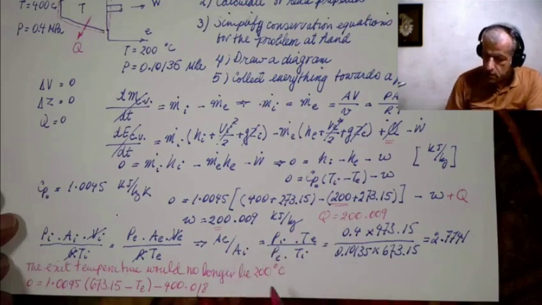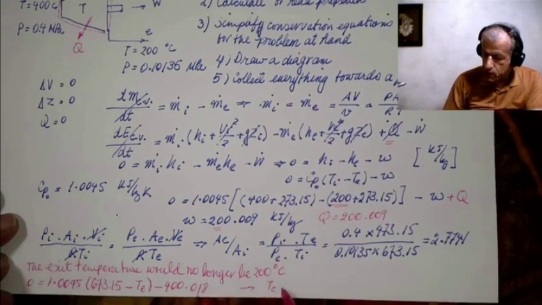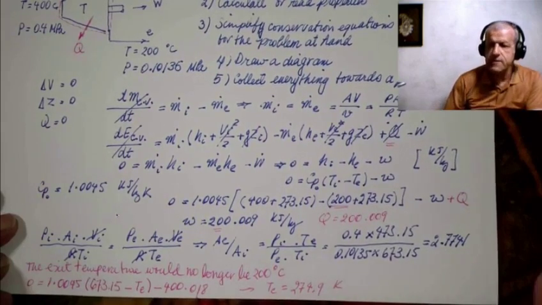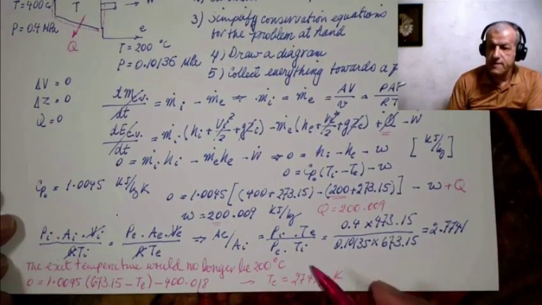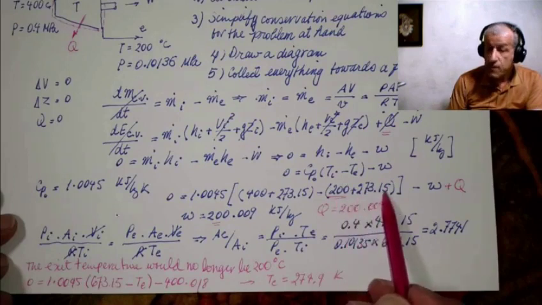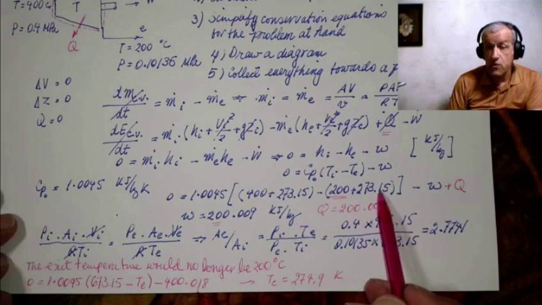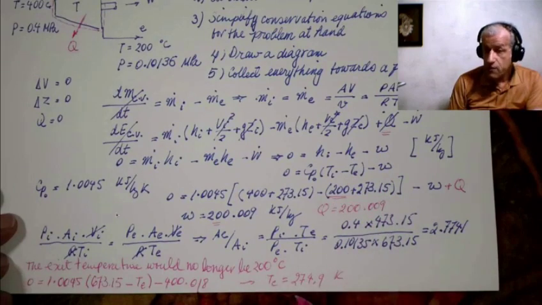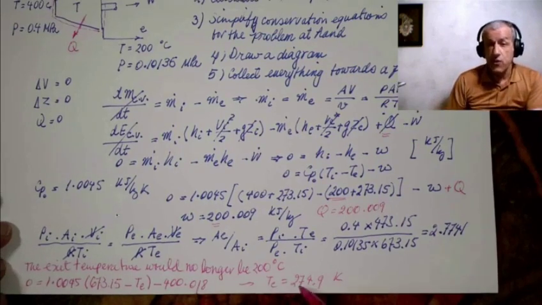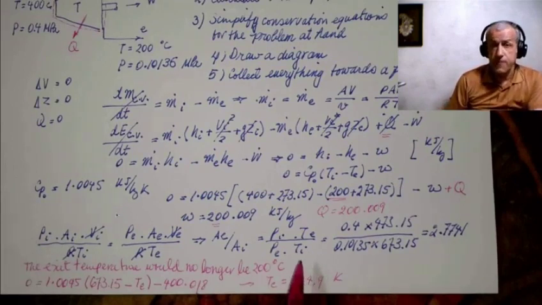And the outcome would mean that TE would equal 274.9 kelvins, which is far less than what we had here. Here we had 473. That was the temperature of air going out of the turbine. And now we have lost it. So the temperature is 274.9. So the exit temperature is cooler and can do less work in future stages.